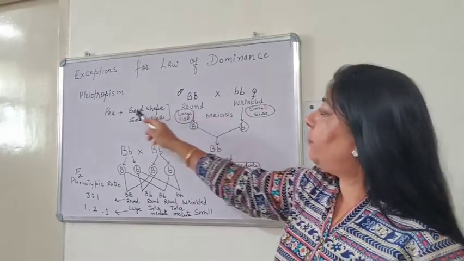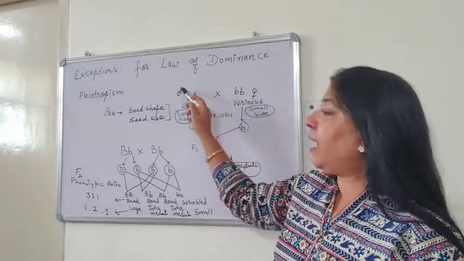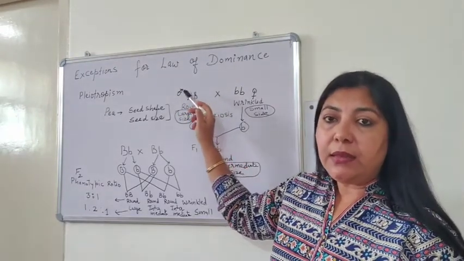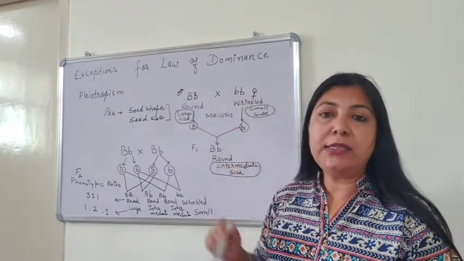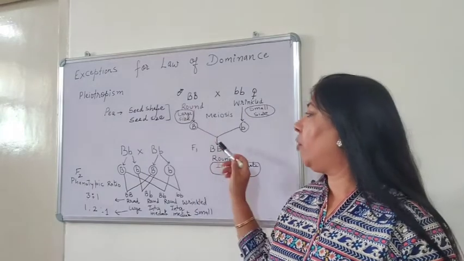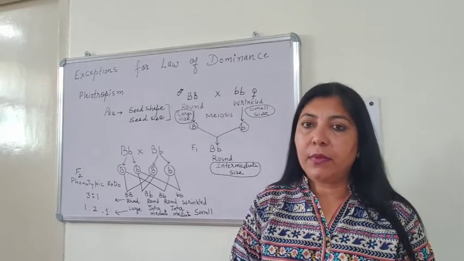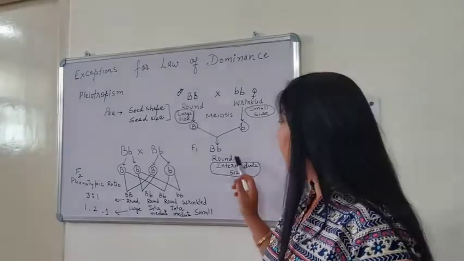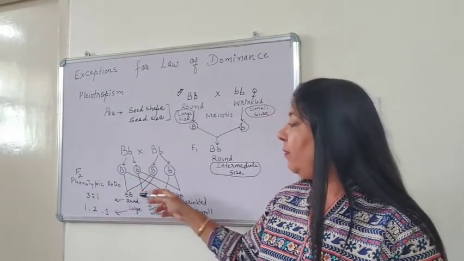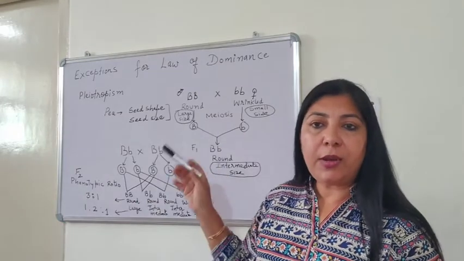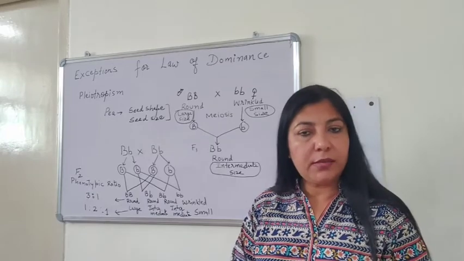Here, let's first take seed shape. When it is capital B, then the seeds are round. When it's small b, the seeds are wrinkled. And when they are crossed, in F1 generation, all the seeds are round. That is complete dominance. And when these round seeds are crossed, in F2 generation, we get the ratio 3:1. 3 parts are round and 1 part is wrinkled. So this is the law of dominance.